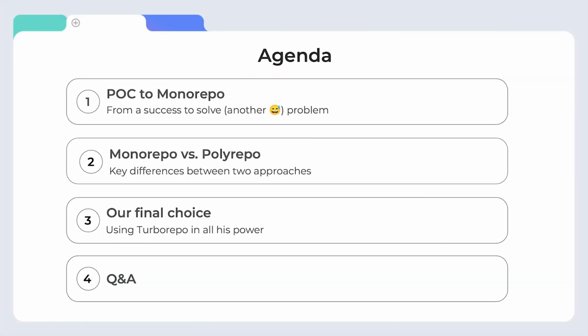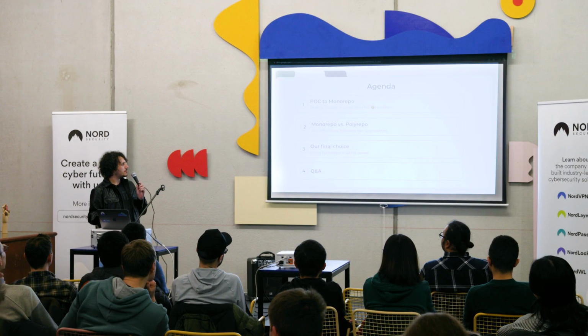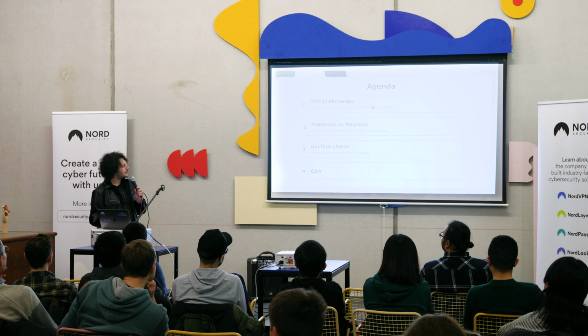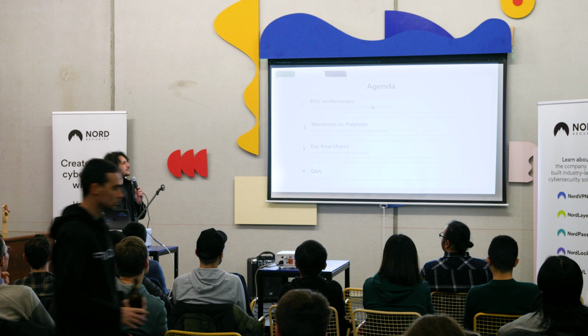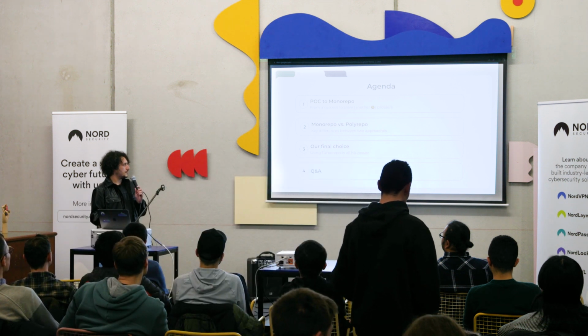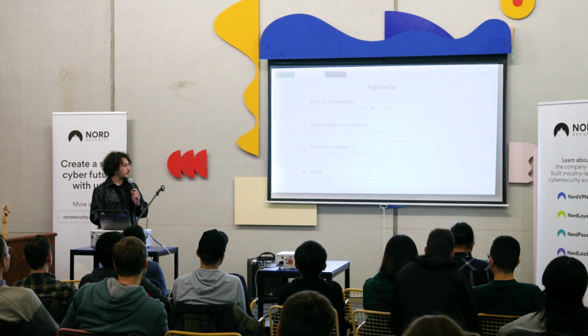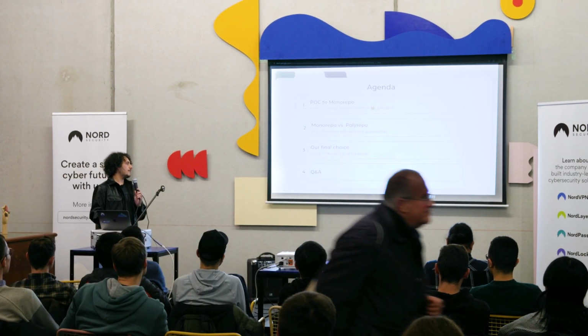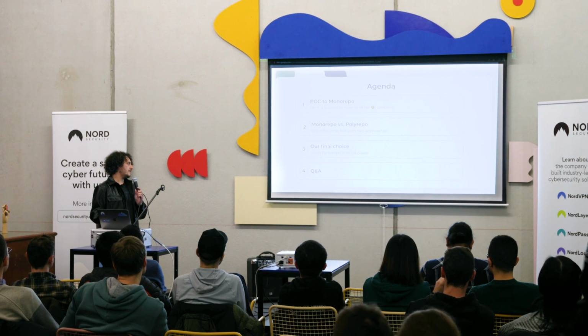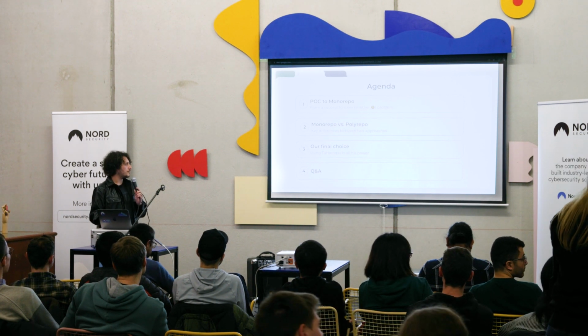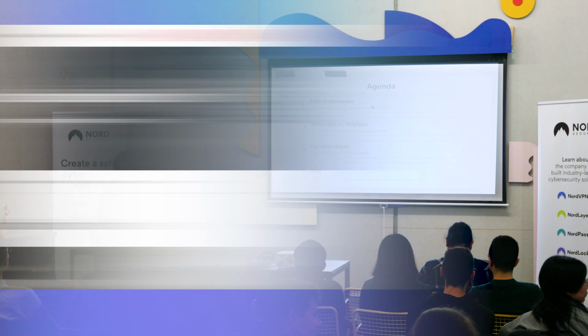First, a bit of context: from a success to having another problem, which is, I think, the normal life of a developer. It's probably something you encounter in life in general: you have a success, you have another problem. Then the differences between monorepo and polyrepo, because at some point we had this question to answer. And then our final choice, with some very fancy usage of Turborepo, showing all its power.